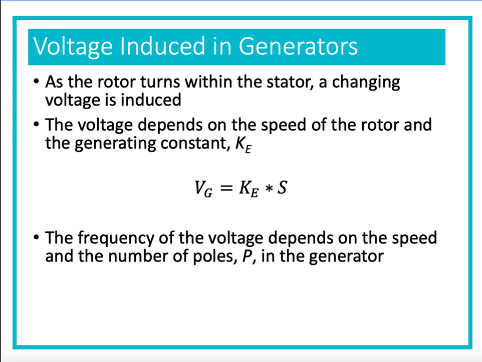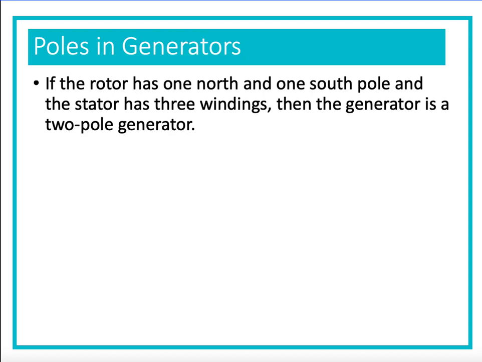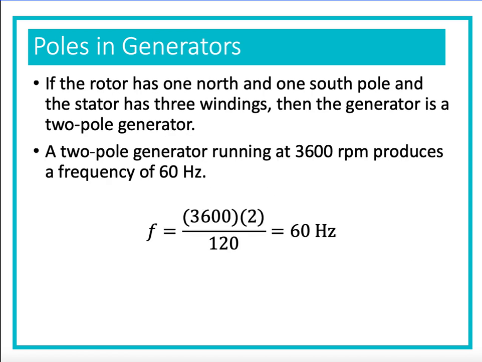And changing the number of poles means that for a given frequency, you don't have to run it as fast. So a two-pole generator would have to run twice as fast as a four-pole generator to provide the same frequency. So if we run a two-pole generator at 3,600 RPM, we can get 60 hertz. 60 hertz is generally what we would want.